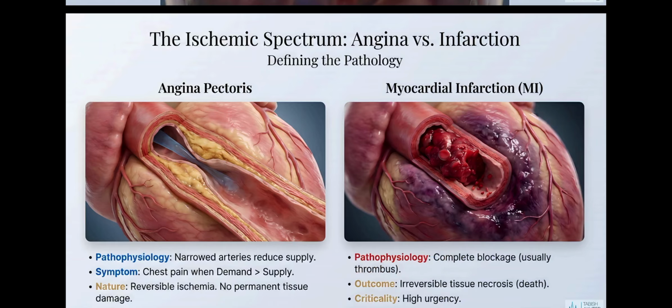What is the pathophysiology? There is a complete blockage of the blood vessel, the coronary artery, usually because of a thrombus, right? It results in the death of the myocardium, the necrosis of the tissue, right? And this condition is severe. As this results in the death of the tissue, it requires immediate medical intervention, right?